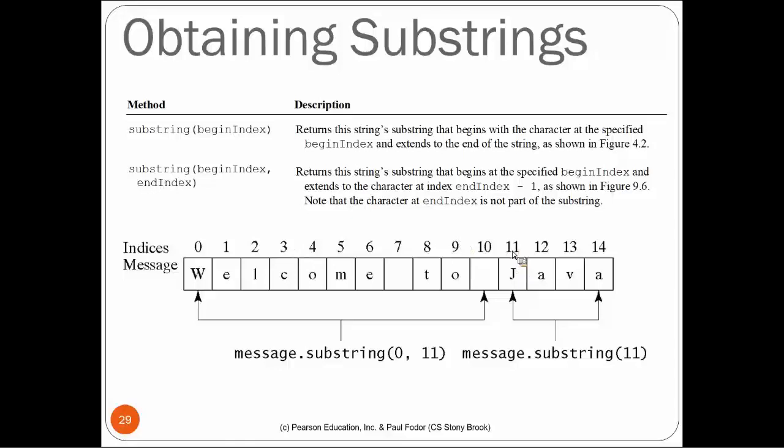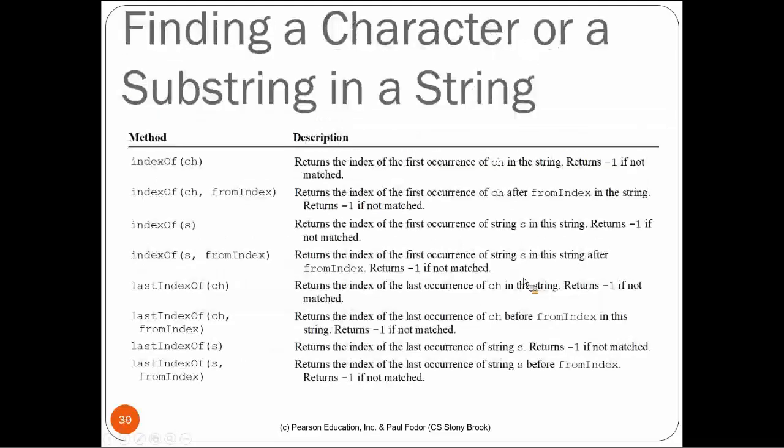What about obtaining substrings? Earlier we saw that if you give a range, like for instance from index 0 up to index 11, not including 11, we can extract a slice. Like "Welcome to" will be returned by message.substring between position 0 and 11. If you only give one parameter, then it will return the rest of the string from that parameter. So for instance, the substring starting with position 11 returns just "Java".